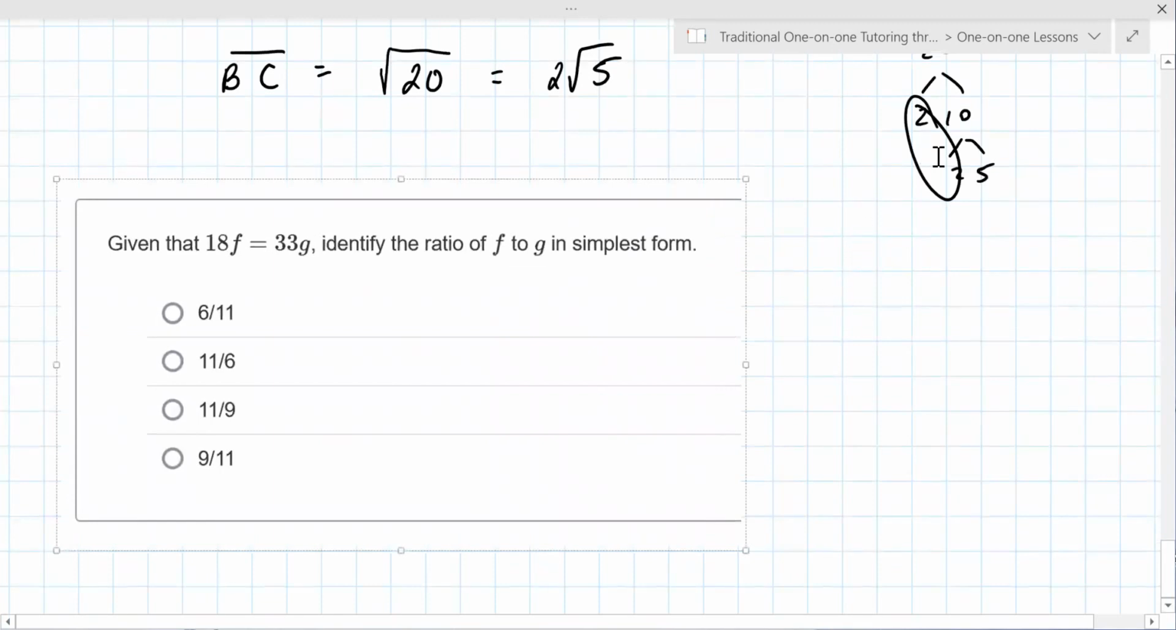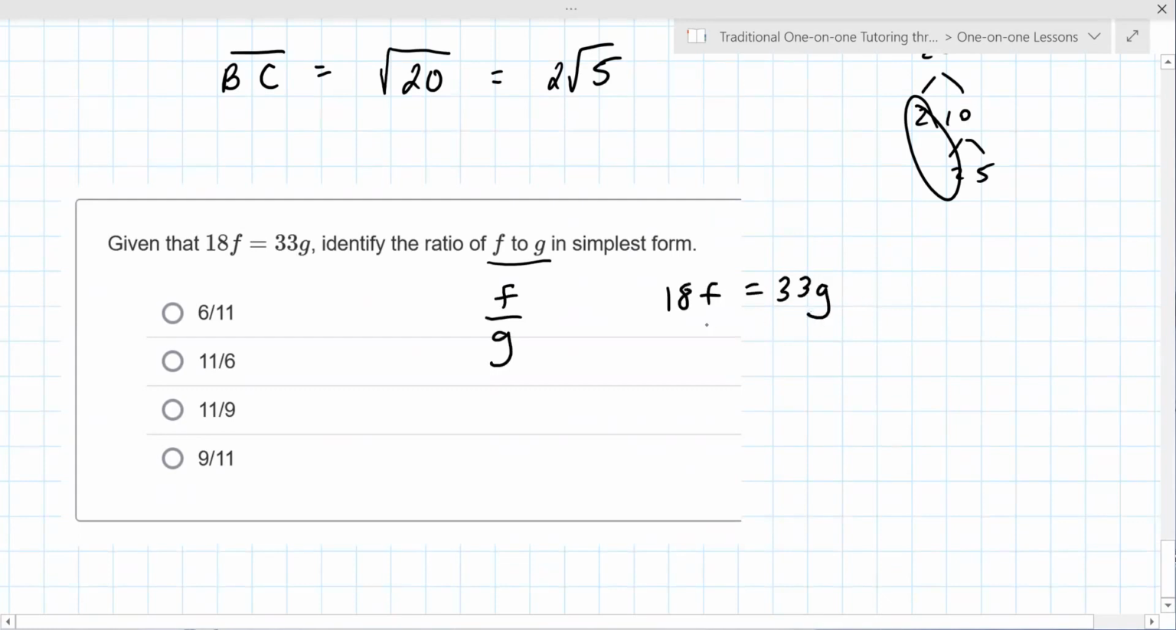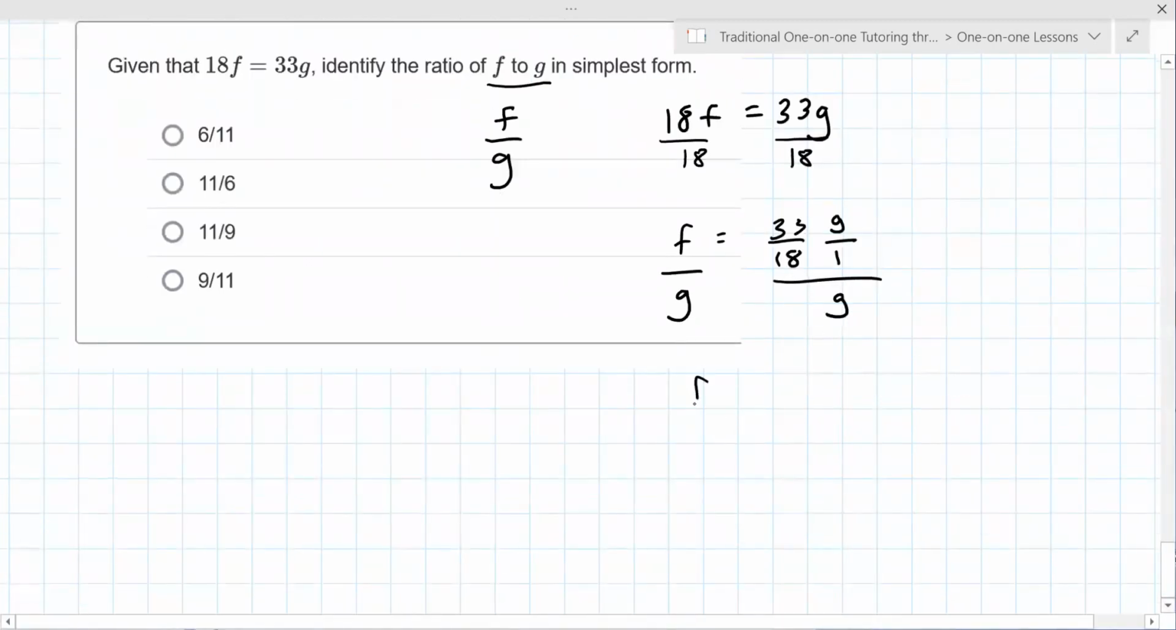Okay, given that 18F equals 33G, identify the ratio F to G. So that means F over G is what we're looking for. So we start with 18F equals 33G, and you have to undo this 18. So you have F equals 33 over 18 times G over 1. But then you can divide both sides by G. So F over G equals 33 over 18. And then you reduce. Both of these numbers are divisible by 3. So 11 over 6.